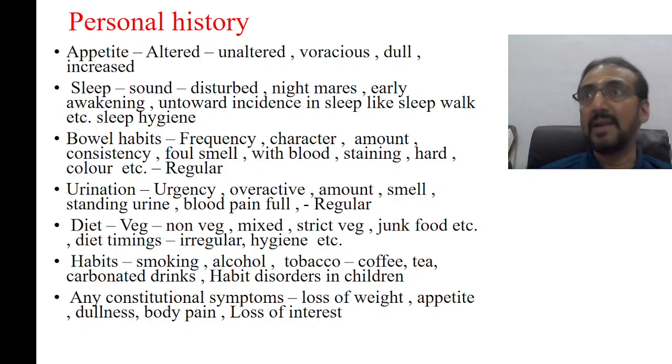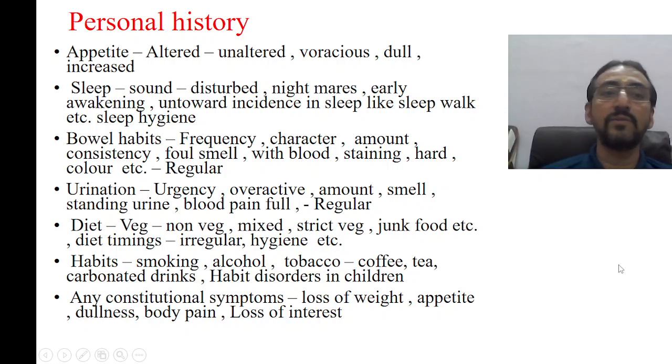Next, you have to ask about the bowel habits. This is again the personal history. In the bowel habits, suppose defecation, you're asking about the stool. Now, frequency of the stool, character, then the amount of the stool which is passed, consistency of the stool, whether there is any foul smell from the stool, or whether it is with blood, or whether there is straining for the stool, which helps to identify constipation and all, whether it's a very hard stool, or what is the color of the stool. If everything is within normal limits, then you can consider the stool is regular. Okay, bowel habits are regular. Otherwise, you cannot say it's regular.